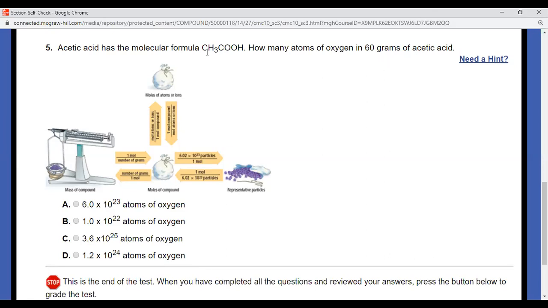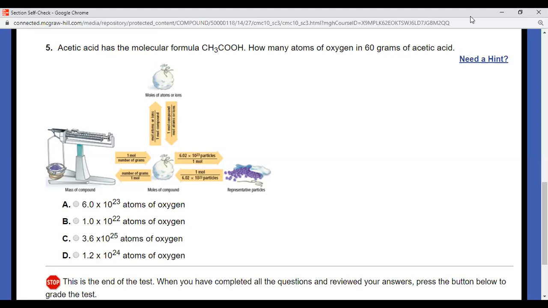Equal 60 divided by molar mass of CH3COH. What is the molar mass? You must calculate molar mass of CH3COH first. Right after me. C plus C, so we have 2 carbon. So 2 times 12 equal 24, plus 4 times 1 as 4 hydrogen atoms. So 24 plus 4 equal 28.